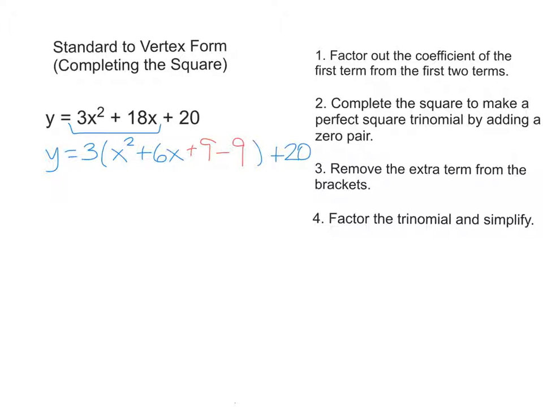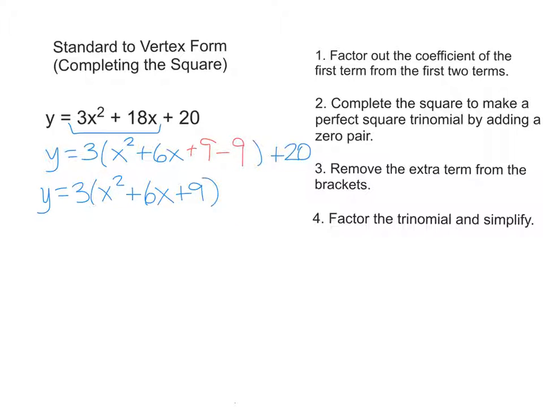The third step says remove the extra term from the brackets. Well, what's the extra term? The negative 9. I don't want that, right? I just had to put it in there to keep it equal, but I don't actually want it. So I'm going to get rid of that, take it out. All I'm leaving in here is the perfect square trinomial, x squared plus 6x plus 9. I want to take the negative 9 out, but when I take it out, it's not a negative 9 anymore.